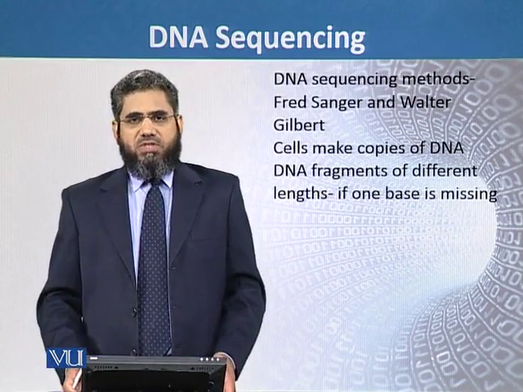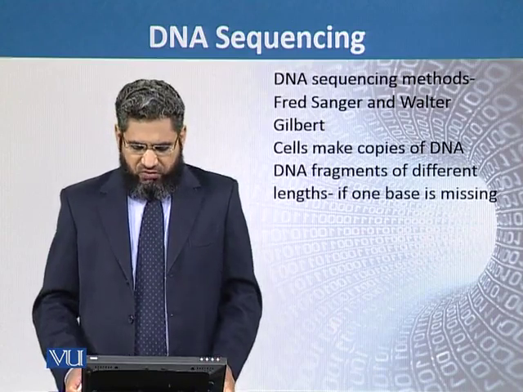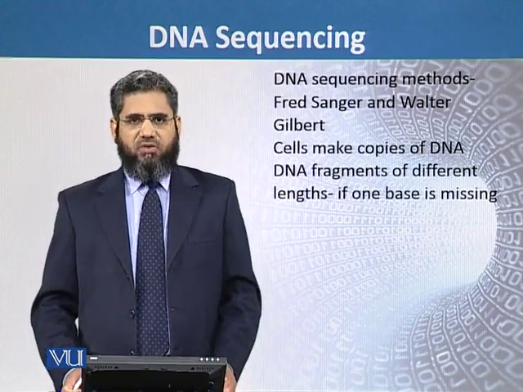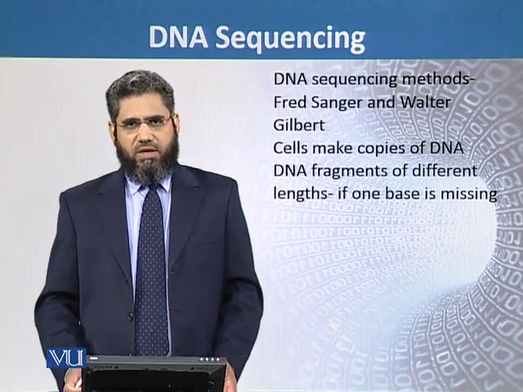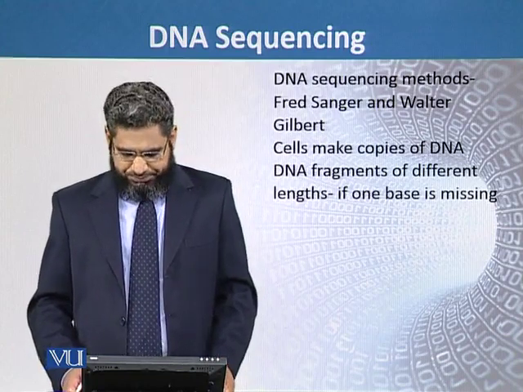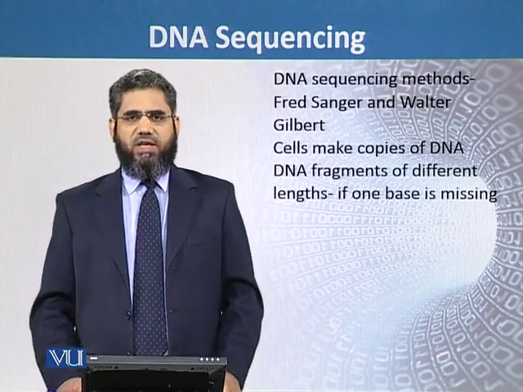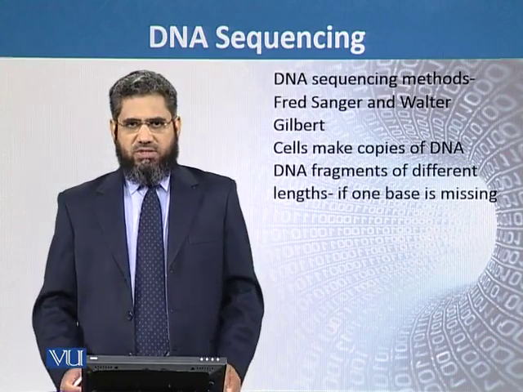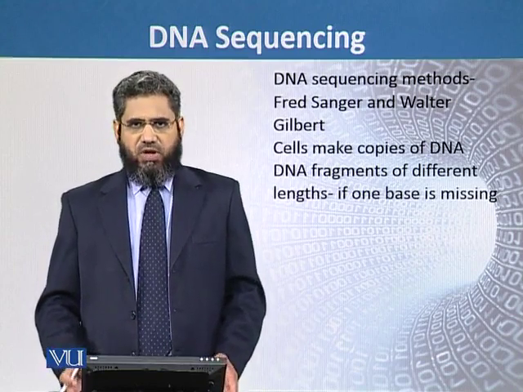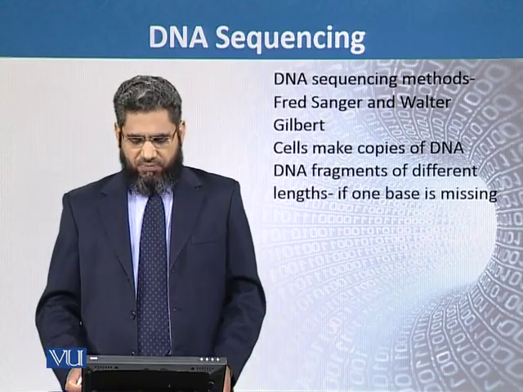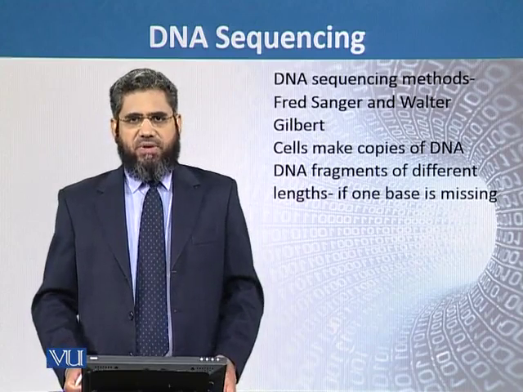There are two sequencing methods that were put forward by different scientists. One method was developed by Frederick Sanger, a scientist working at Cambridge University, United Kingdom. The other scientist was Walter Gilbert, working at MIT in the United States. The method developed by Sanger was considered better than the Gilbert method, because the Sanger method was a biological method.